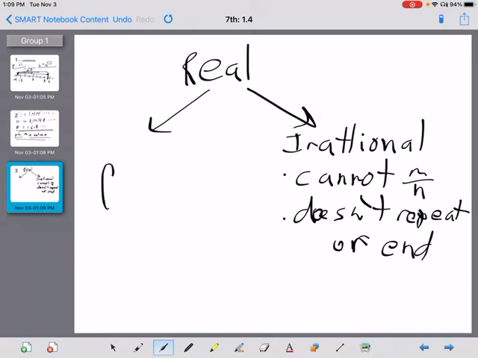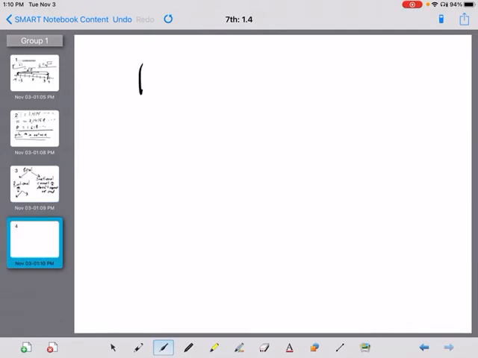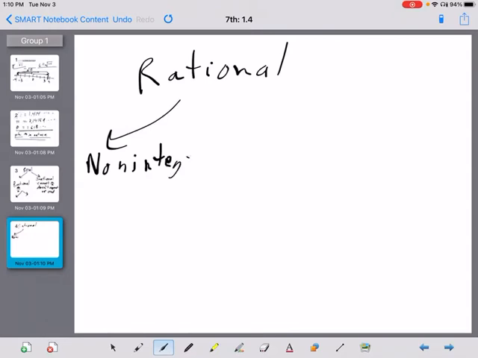And on this side, we have rational. So you should be writing this down on paper. Rational numbers means m over n. Anything where you can do m over n is going to be rational. So rational then gets split up into two different spots. You should have all this on one sheet of paper, though. You can see it on page 35 as well. On the rational side, you could split into this side, which is non-integers, and this side, which is integers.